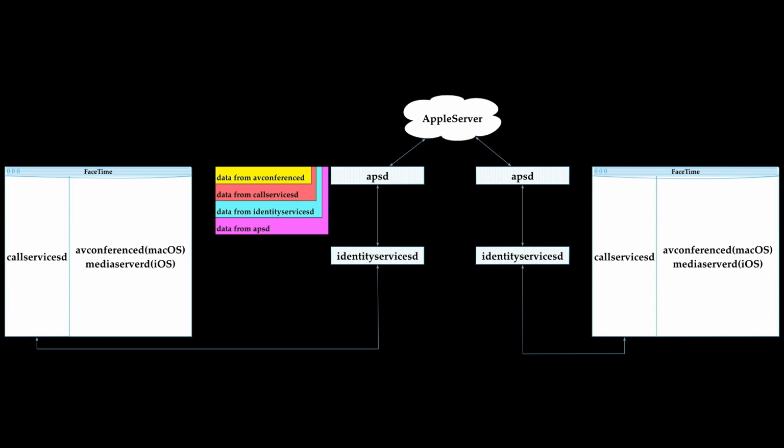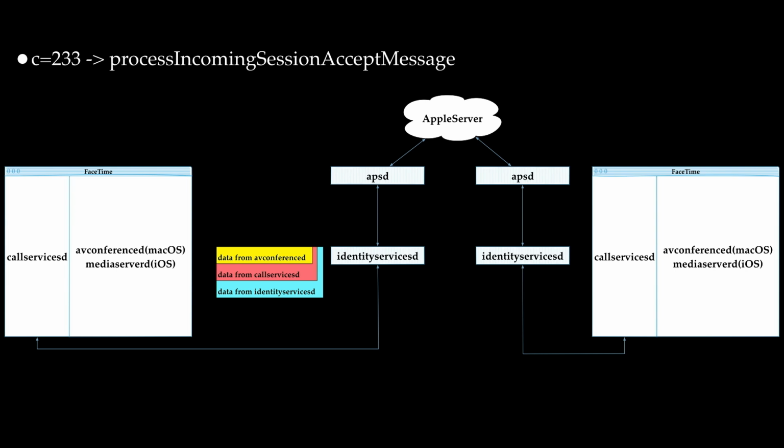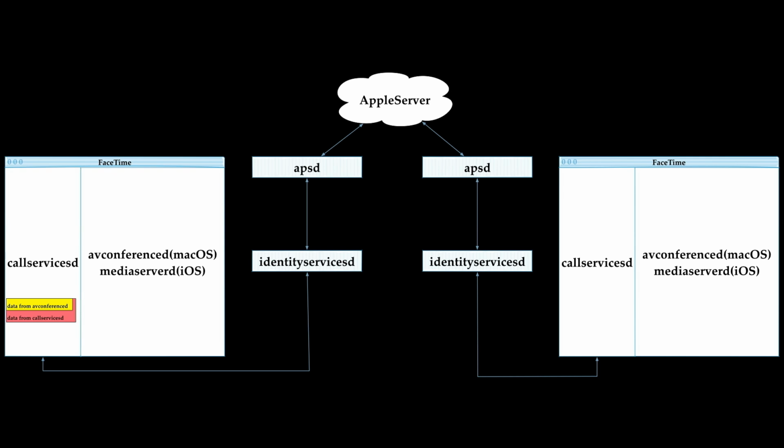Caller APSD will deserialize the APS message and pass the data to IDS Service D. And now the value of key C is 233, which means this notification is an accept message and tells our local side that the callee has already accepted your invite. IDS Service D will pass the data to Call Service D. Call Service D will pass the media blob and SK blob of the remote side to AV Conference D. And now the information we need to make a connection has been exchanged.